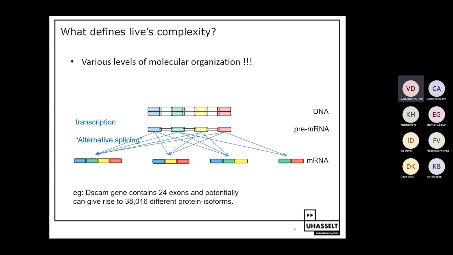We'll see that on the next slide. But just to give an example of how many protein isoforms a certain gene can give, for example, the DSCAM gene contains 24 exons, and could potentially give rise to more than 38,000 different protein isoforms. So that's one gene that can translate into more than 38,000 different proteins, and that's a lot. So we're not there yet.